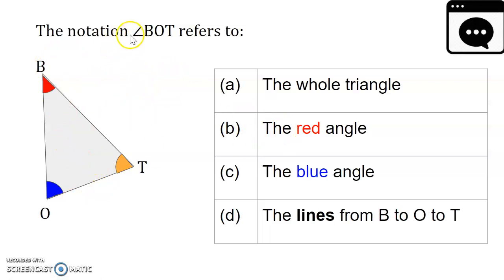Now, BOT, so trace your letters. B is here, O is here, T is here. So we have one arm. BO is one of the arms, and OT is the other arm. So which is the angle that is enclosed by those two arms? Okay, so think of your alligator mouth, the top line and the bottom line, and the space in between those lines is the angle they are talking about. So it's the blue angle. So the correct answer is C.